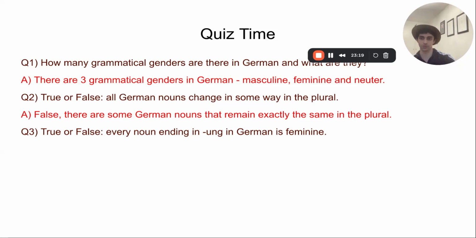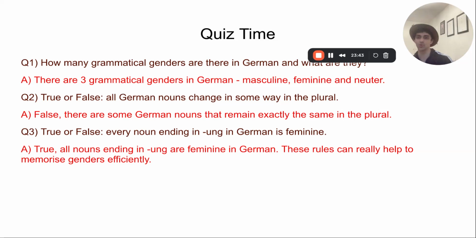Then number 3, true or false again. Every noun ending in ung in German is feminine. We went through gender a bit earlier, so try and think back to the specific endings and the genders that each of those endings were associated with. Okay, I'm going to show the answer.